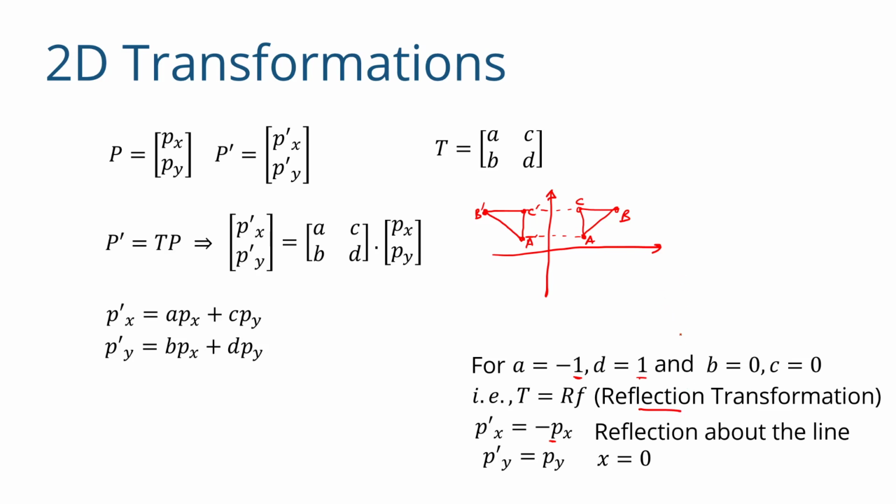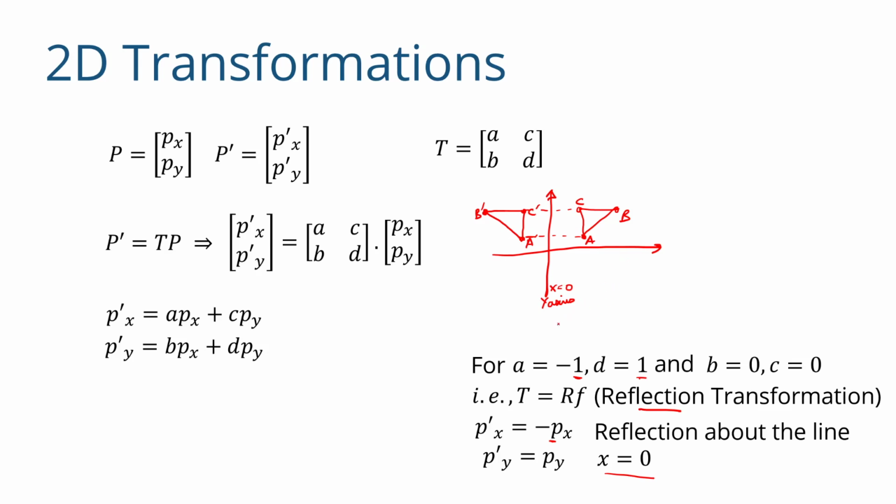Like rotation, you can see that reflection does not cause any change in the size or the angles of the object or the shape that you apply it to. It is just that it is placed differently on your 2D plane. Okay, so this particular transformation is reflection about the x is equal to 0 line. So this is the x is equal to 0 line or the y-axis, right?